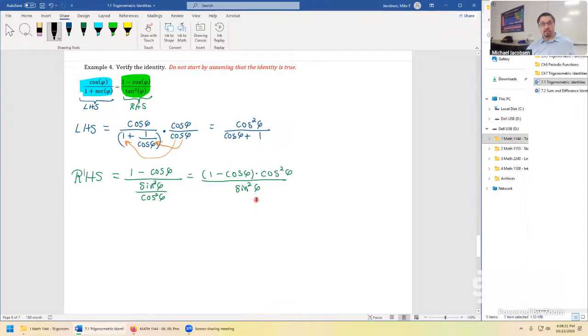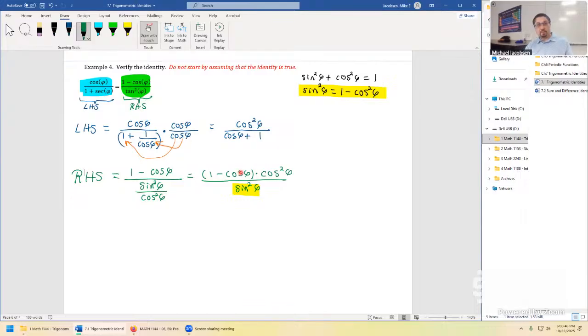Let me show you one way to try this out. So when you see sine squared, think in terms of the Pythagorean identity: sine squared phi plus cosine squared phi is 1. Solve for sine squared. Sine squared phi is 1 minus cosine squared phi. We'll substitute 1 minus cosine squared into that denominator right there.